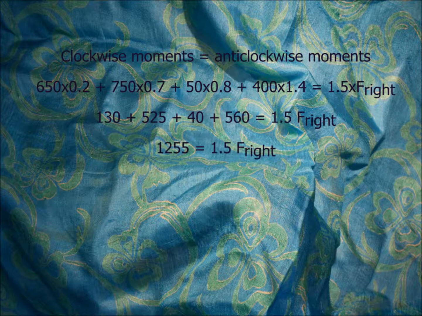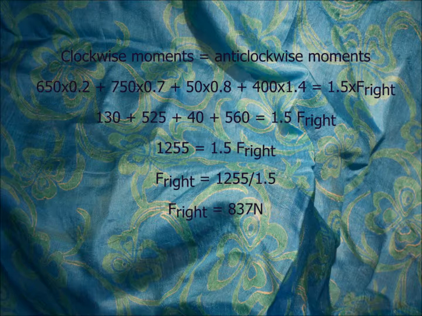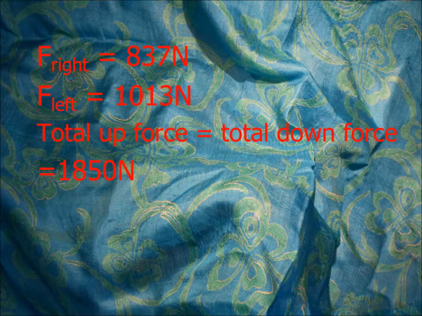If you're learning this technique, find F left using moments as practice, then check your answer by resolving the forces vertically. You should find that the force from the right trestle is 837 Newton, the left trestle supports 1013 Newton, and the total force in both the up and the down directions is 1850 Newton.